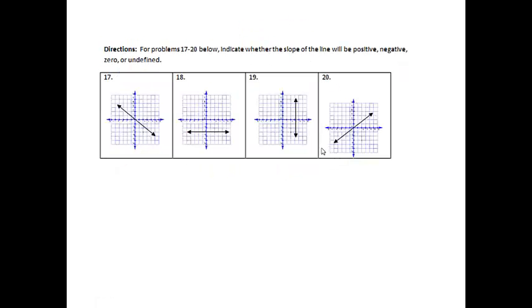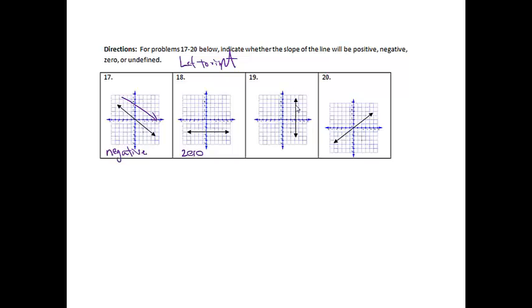Okay, next, directions for problems 17 through 20 below: indicate whether the slope of the line will be positive, negative, 0, or undefined. Remember, we're going to be looking left to right in order to judge this. So if I'm going left to right, I notice I'm going down, so this slope will be negative. Okay, this line is not steep at all, it is flat, so it will have a slope of 0.